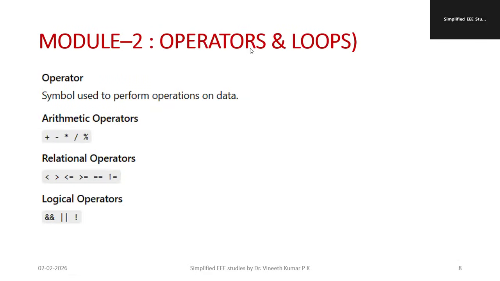Coming to the second module, which is operator and loops. What is operator? Symbol used to perform the operations on data. We have arithmetic operators: plus, minus, star, forward slash, modulo. Relational operators: less than, greater than, less than equal to, greater than equal to, not equal to. Logical operators: and, or, not. So these are the different types of logical operator. Try to give a brief explanation if possible.